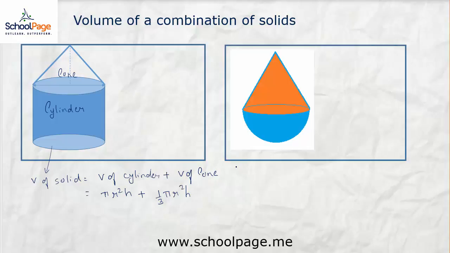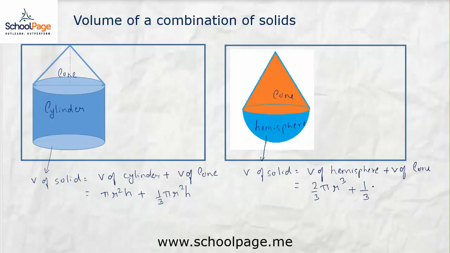Now let us look at this solid. This solid we can see is made of a hemisphere and a cone. Now if we have to find the volume of this solid, then we find the volume of the hemisphere and add the volume of the cone. Now volume of the hemisphere is given by 2 by 3 pi r cube. The volume of the cone is 1 by 3 pi r square H. Adding this, we will get the volume of this solid.